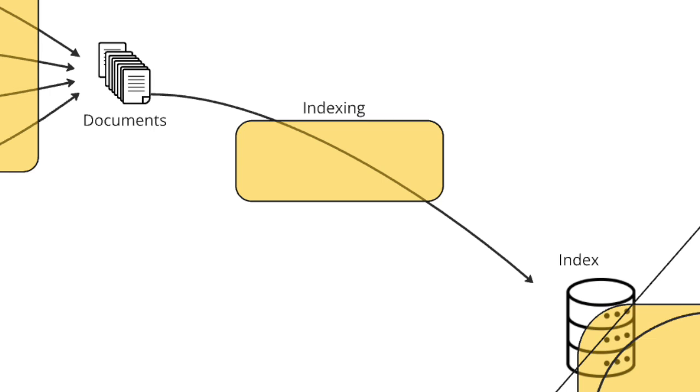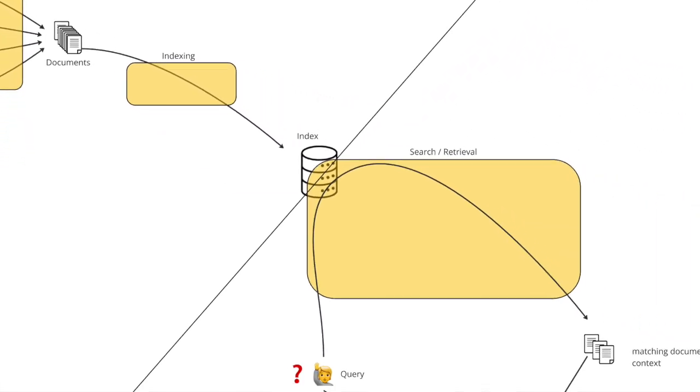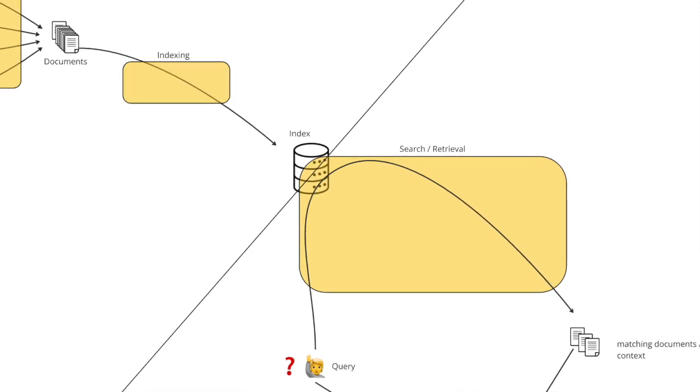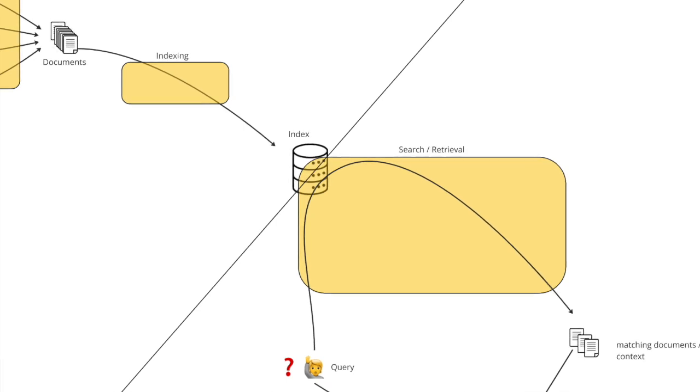So indexing starts with the documents that were created during chunking. The documents are then indexed according to the chosen indexing algorithm and stored into the index, which will later be used by your application for search and retrieval on the basis of user queries. By the way, notice this line running from bottom left to the top right. This line divides the build time of the application from the runtime of the application. Everything left of this line is build time. Chunking and indexing happen during the build time of the application, and everything right of this line is runtime. Everything that we talk about next happens while the application is running.